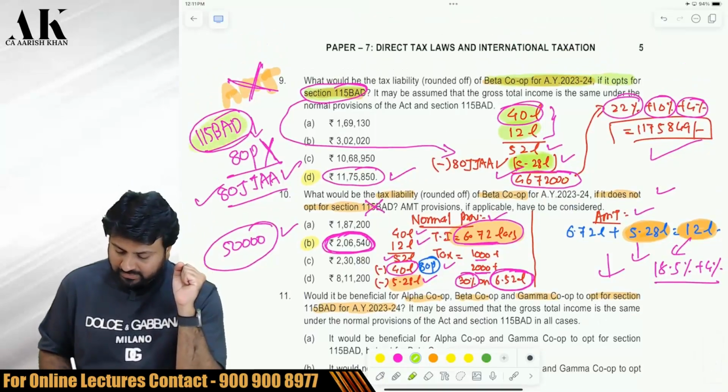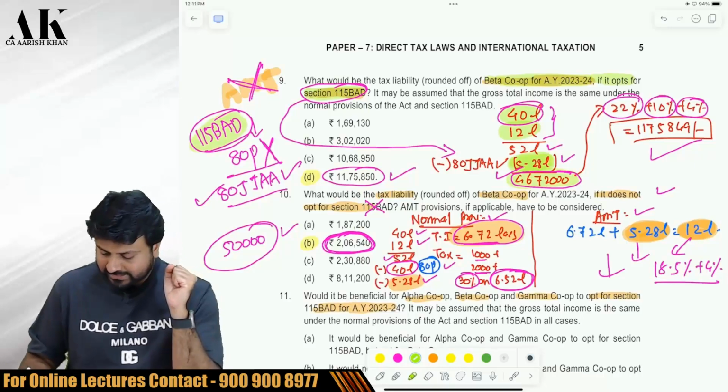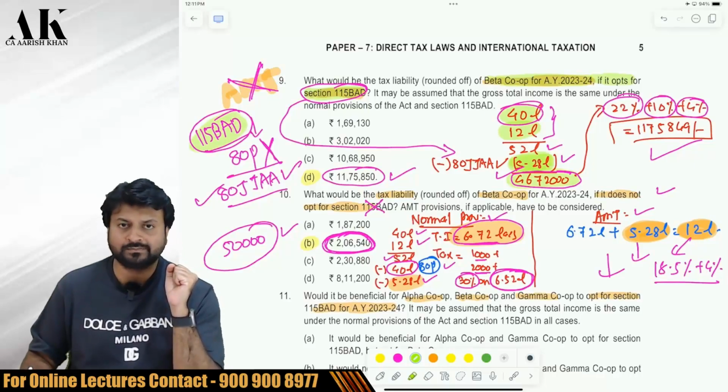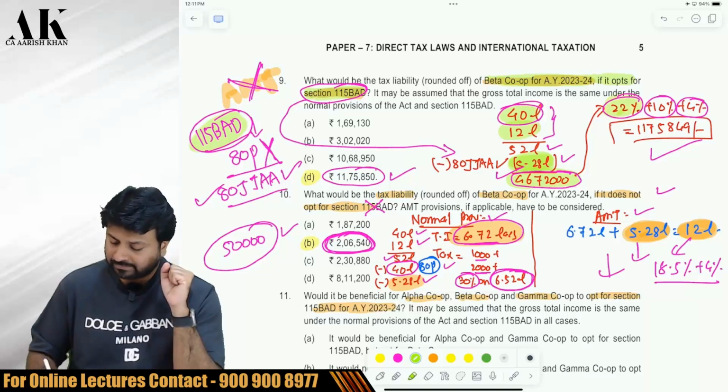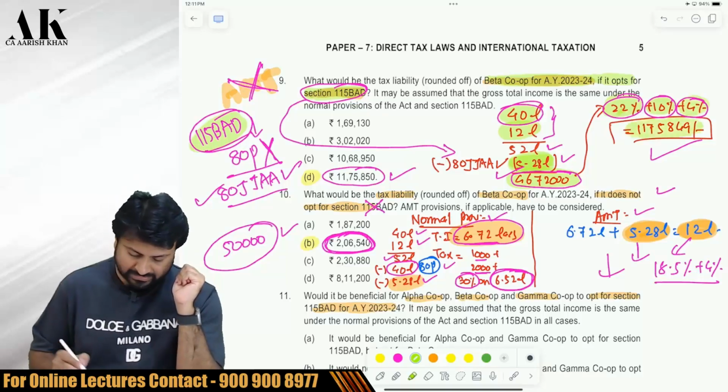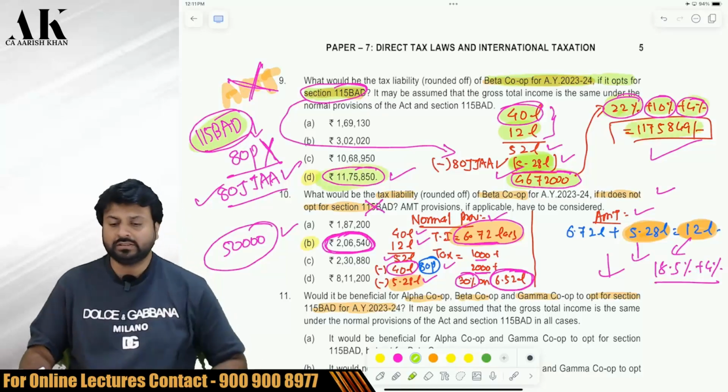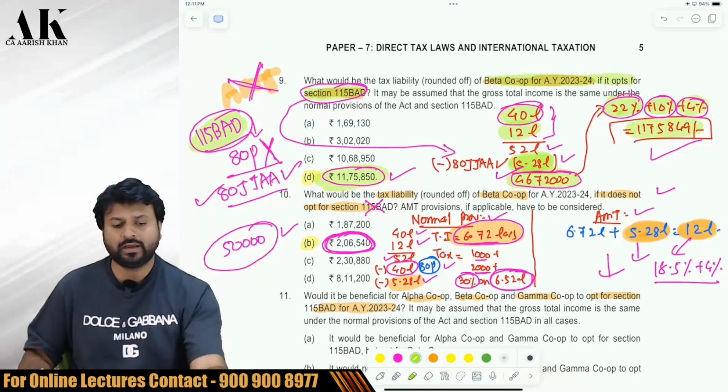So 5,28,000, if you remove, you will get 46,72,000 rupees as your total income. On that, under 115 BAD, you are supposed to follow 22% tax, 10% surcharge, and 4% cess. Therefore, your tax will come to 11,75,850 rounded off. Okay, check it please. Is it clear?